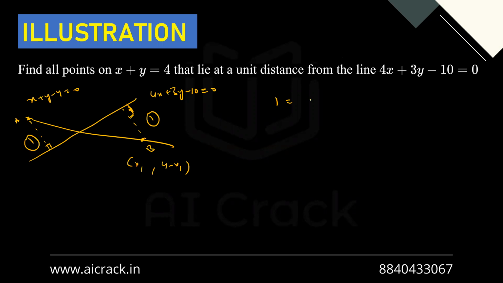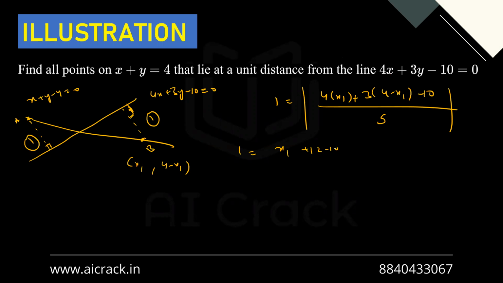So 1 equals the modulus of ax1 plus by1 plus c divided by root a squared plus b squared, that would be 4 times x1 plus 3 times (4 minus x1) minus 10, divided by root of 4 squared plus 3 squared, that would be 5 only, and that is equal to 1. Now let's try to solve it with the plus sign first. So 1 equals 4x1 minus 3x1, so that would be x1, plus 12 minus 10, so that is 2.